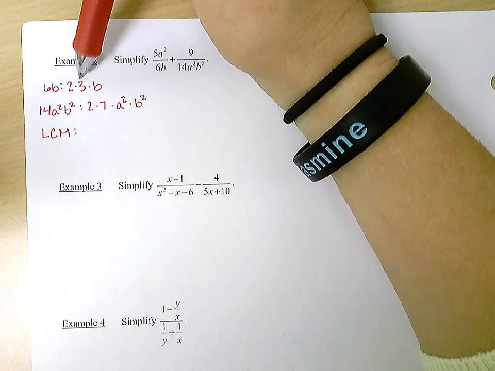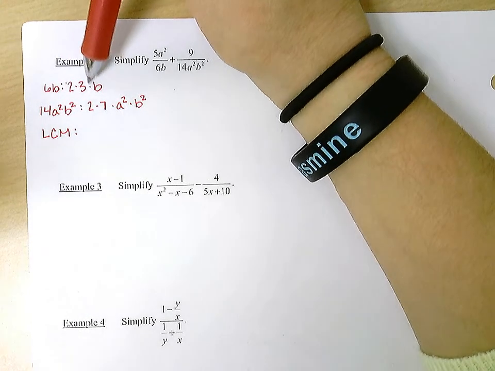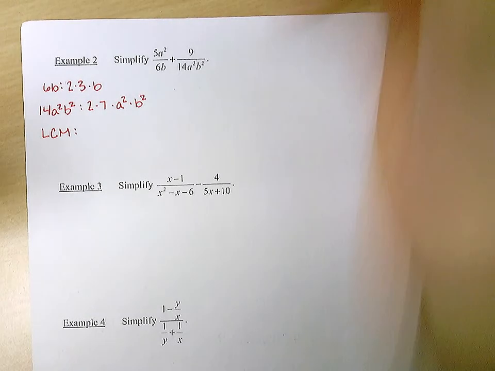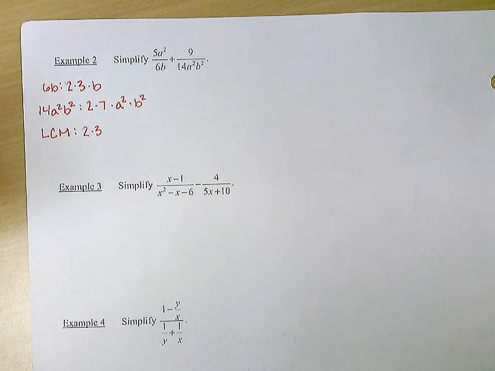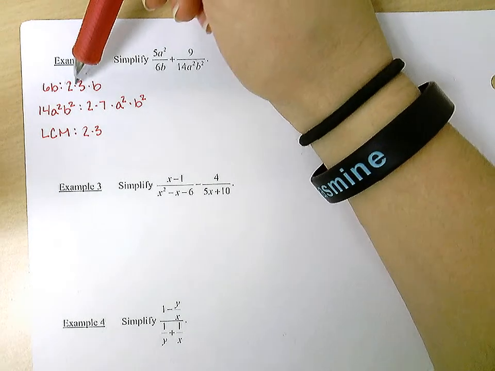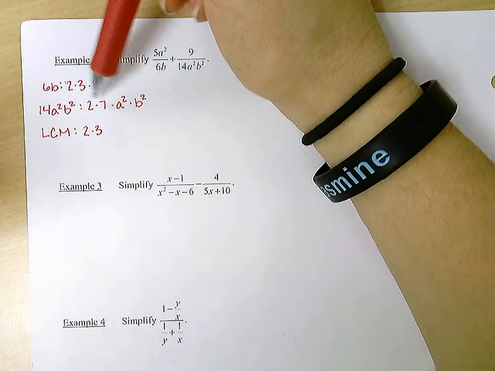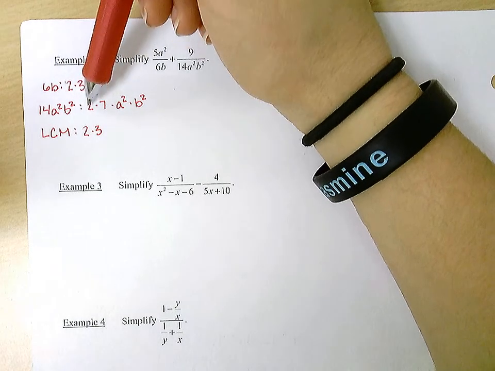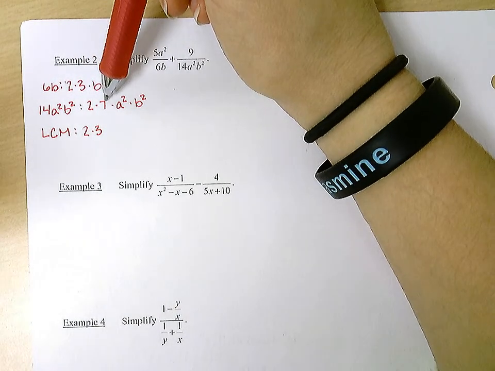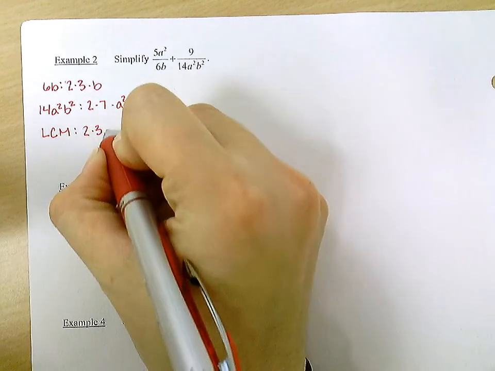Again, I need to take all of my first one, so that's 2 times 3. I'll save the variables second. Looking at my second term here, did I already have a 2? Yes, so I don't need to rewrite it. Do I have a 7 yet? No, so I need to multiply by 7.